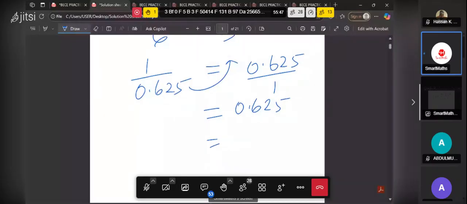That is 625 divided by 1. How many digits do we have after the decimal point? There are 3. Now you add 3 zeros. 1, 2, 3. Then you simplify.